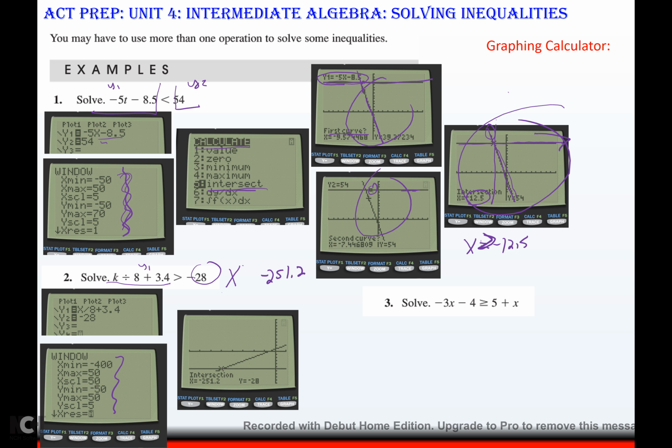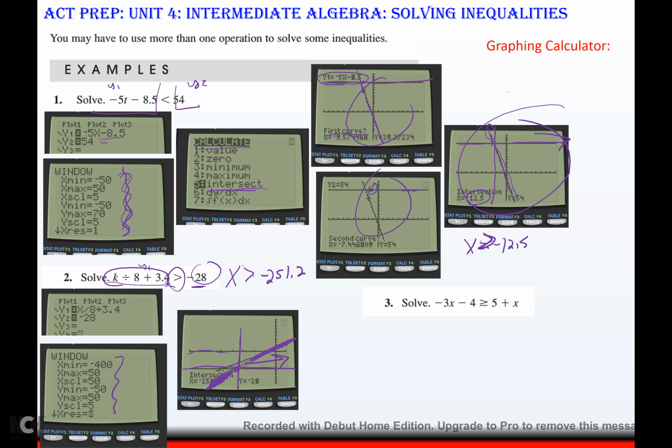Well, they want to know, this is going to be the slanted line, this is going to be the horizontal line, this one is your negative 28, and this one is your x divided by 8 plus 3.4. So what they want to know is when is the slanted line bigger than the negative 28. So up until here, the slanted line is lower. After this point, it's higher. So it's from this point on. So it's greater than negative 251.2.